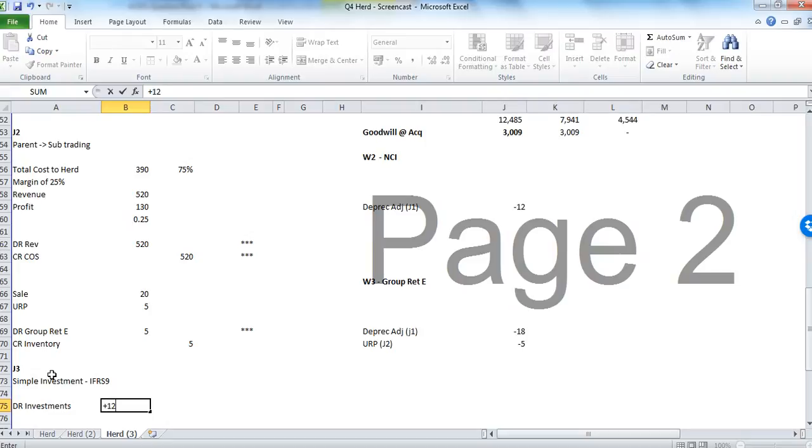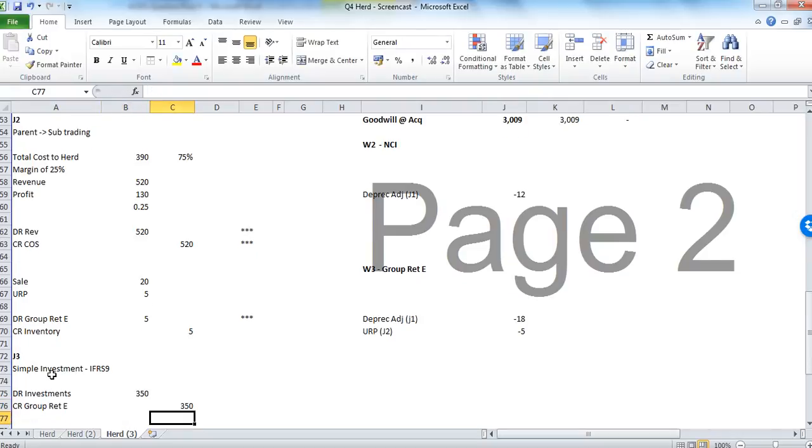The difference is 1200 minus 850. So increase investments by 350, and credit group retained earnings. And of course that will go to the P&L as well, because if it hits the retained earnings, it's going to be a movement in the P&L because it's the current year. So I'm going to increase group retained earnings by a fair value movement.